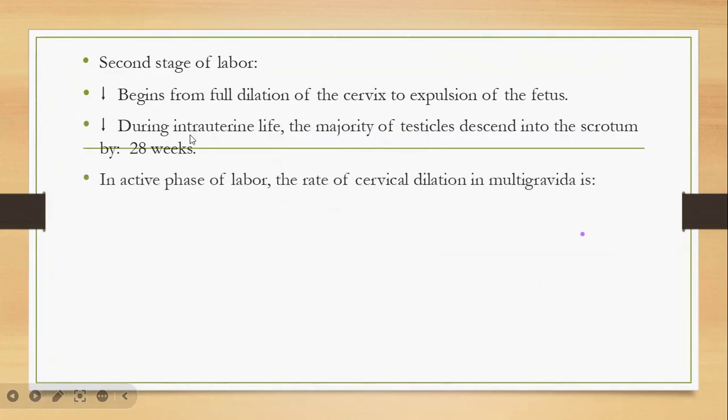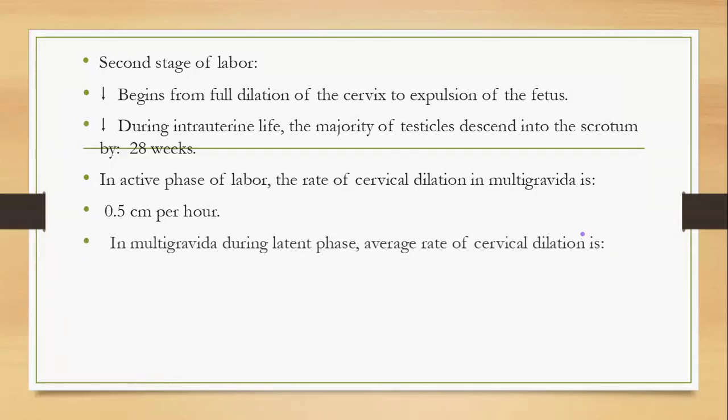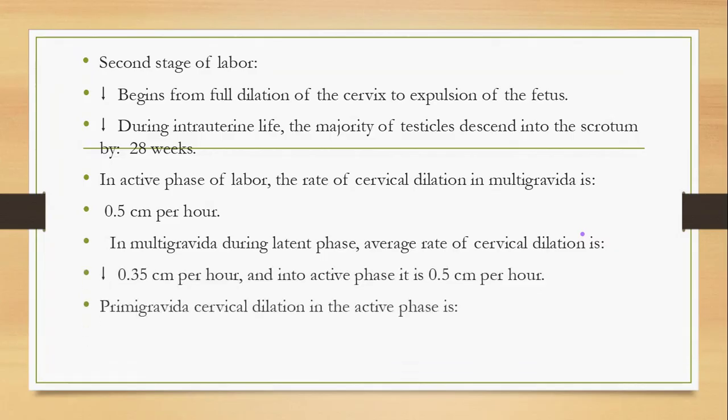Okay now, during intrauterine time the majority of testicles descend into the scrotum by which week? 28 weeks में बेबी का जो टेस्टिकल है वो डिसेंड हो जाता है. So these are one liners only, read. In active phase, what is the speed of cervical dilation in multipara? It's around 0.5 centimeter per hour. Okay, so what is the average duration? Okay, primigravida में 1 centimeter per hour.